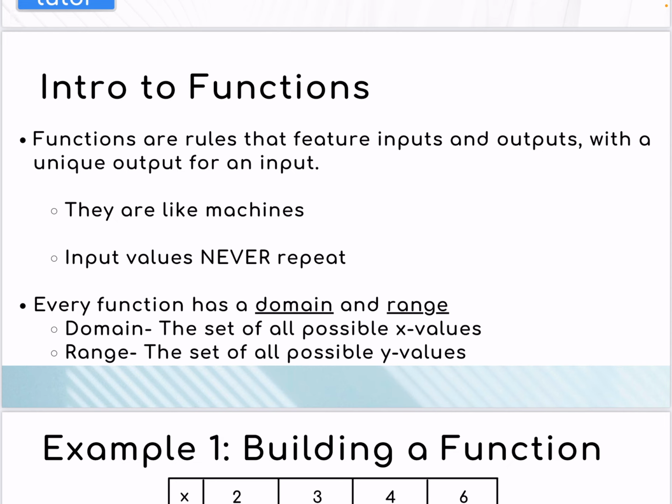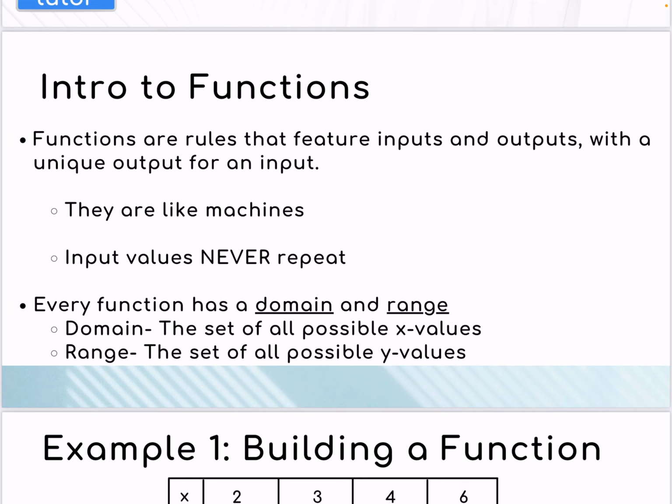To give an introduction to functions, functions are rules that feature inputs and outputs, as we talked very briefly about in the last video, with a unique output for an input. I always like to liken them to machines because you have something that goes in and something that comes out after you put something in. So the input, which is that x value, goes in, does all the operations of whatever the function says, and then comes out as a different number, the output or the y value or the f of x value if we're talking in function notation.